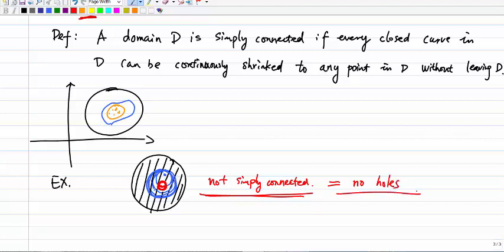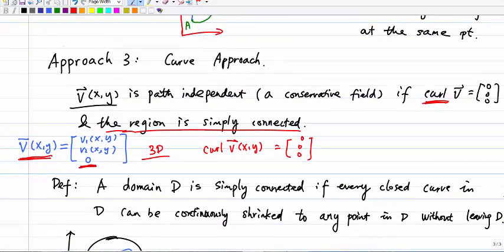There are more complicated scenarios, especially for high dimensional ones, which I don't talk about, but generally you can interpret this as: if there are no holes, you can say the domain D is simply connected. So the last one says you can check if your curl is 0, 0, 0, and also check if the region has no holes, then it's also a conservative field.